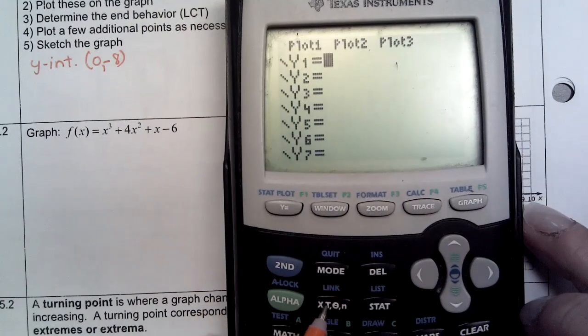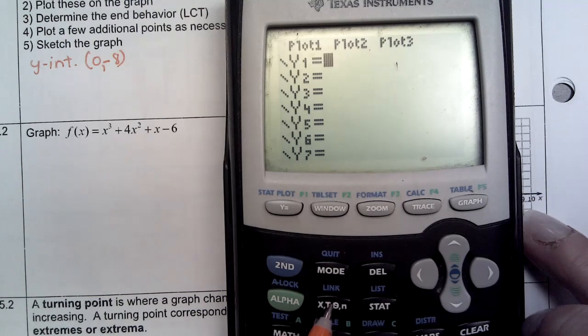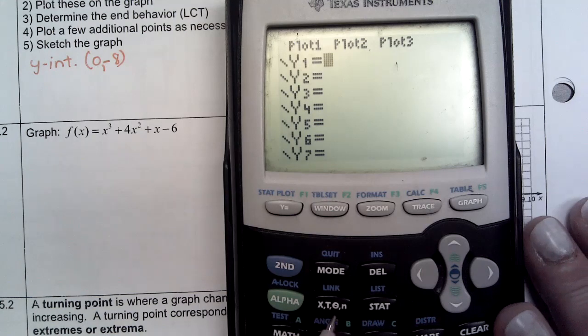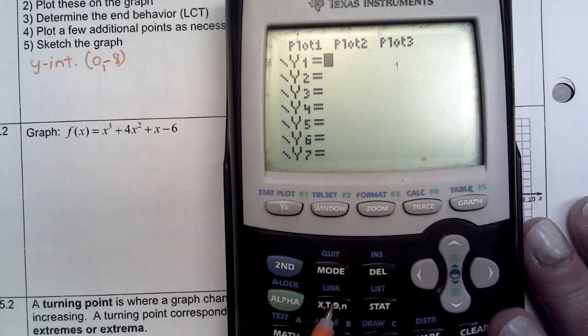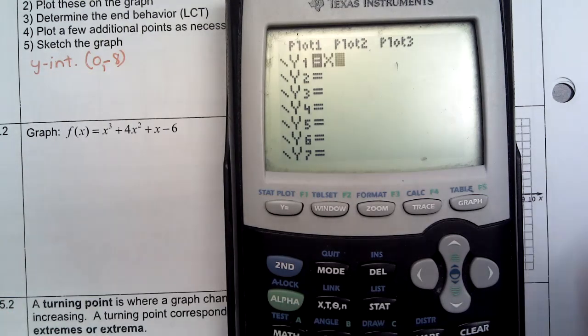So it's showing this X button right here. You don't have to use this alpha every time. This is your button that you can use for any variable. It doesn't matter if it's X, Y, Z. If you have just one variable in there, you can choose whatever letter, right?